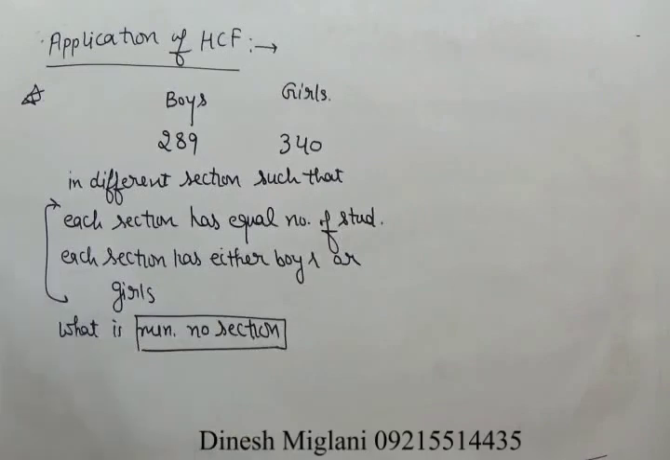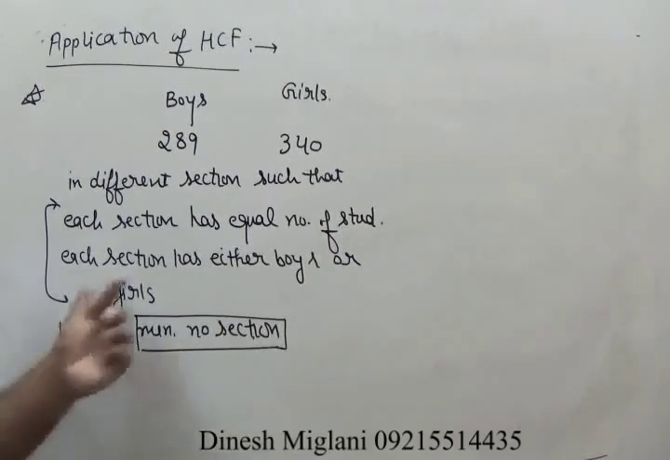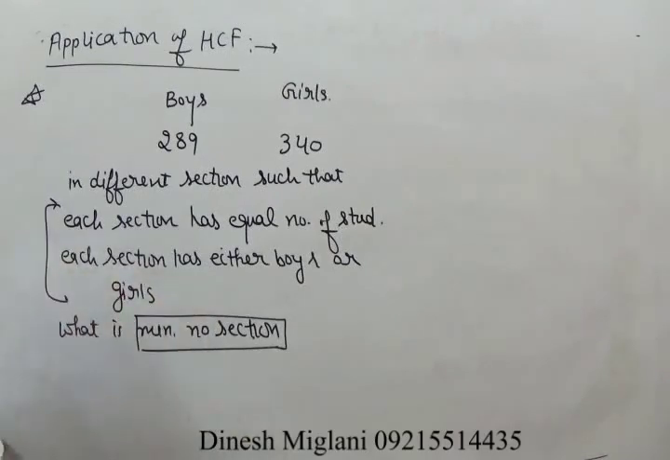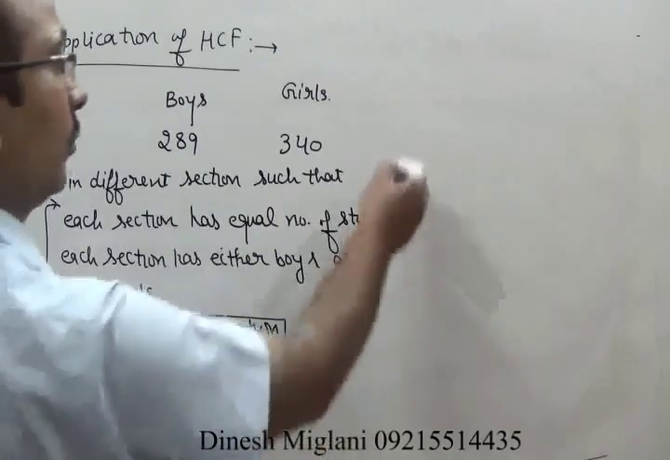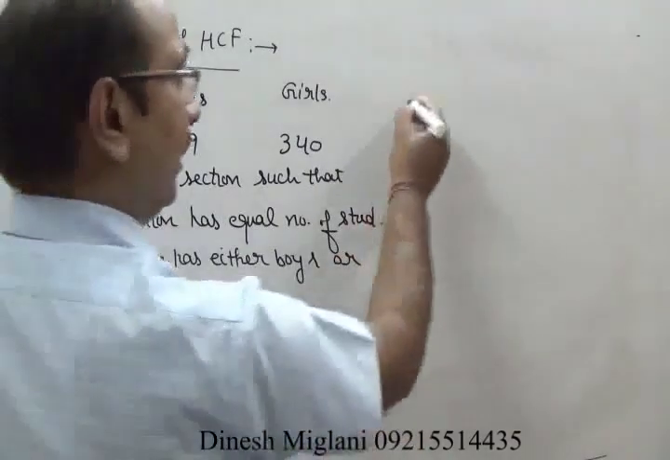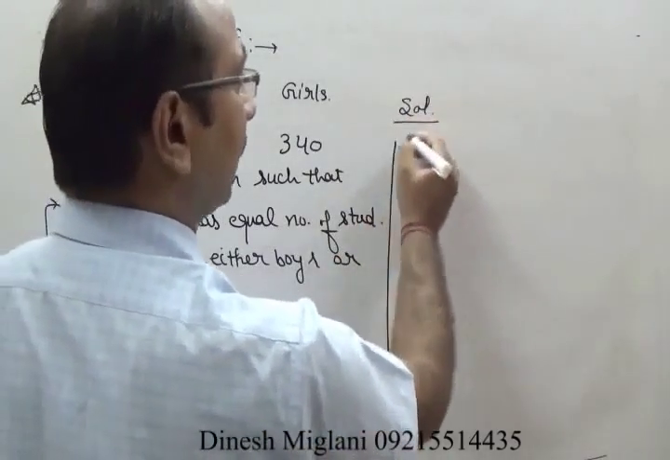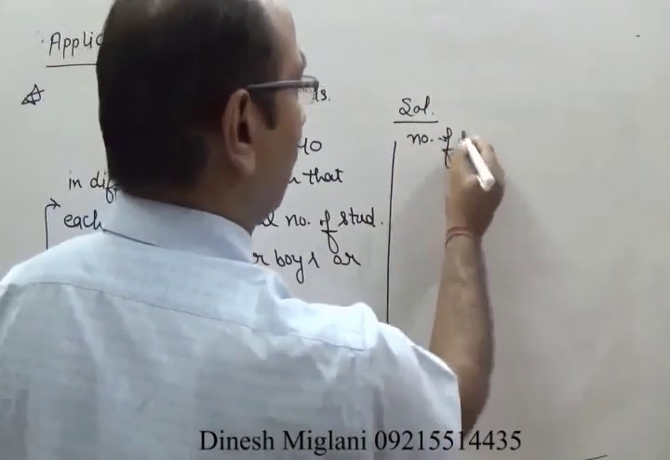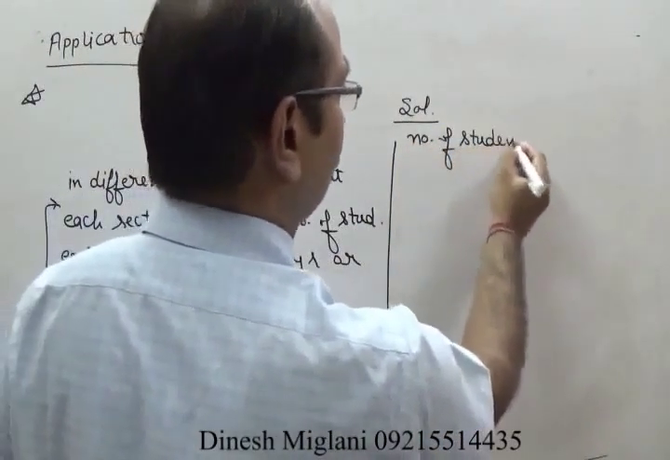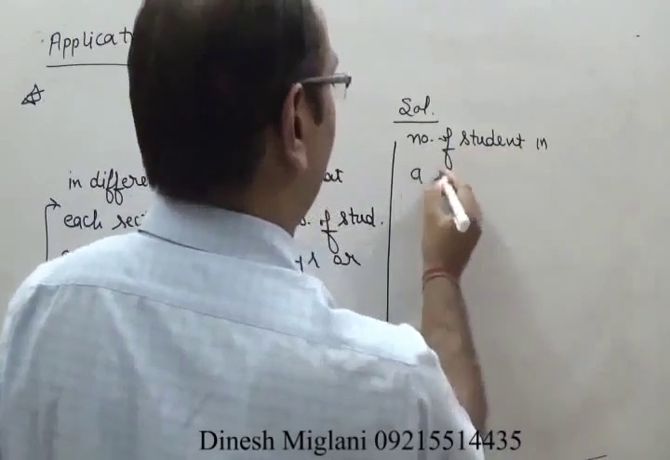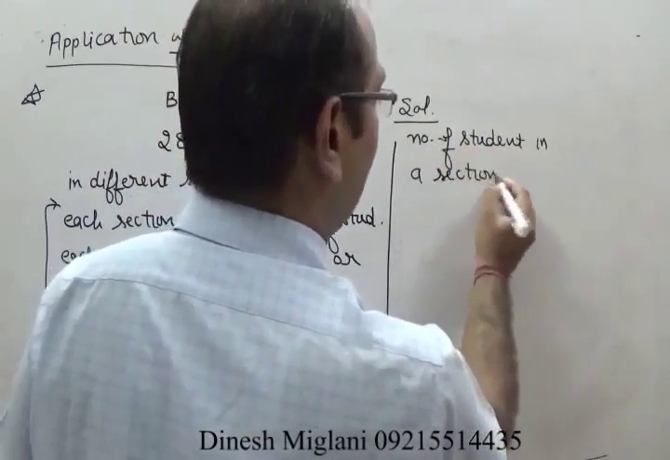If nothing is given and it simply asks you to find the total number of sections, your answer is cannot be determined. Why? Because no condition is given about how many students are there in a section. Here the term minimum is used. It means if we have to find the number of sections to be minimum, then the number of students in a section has to be maximum.